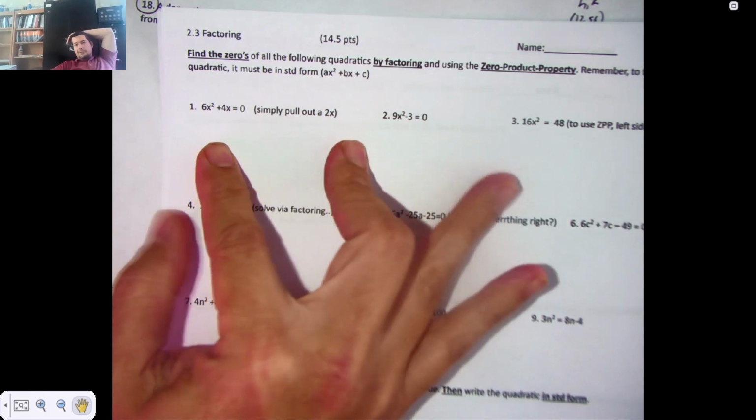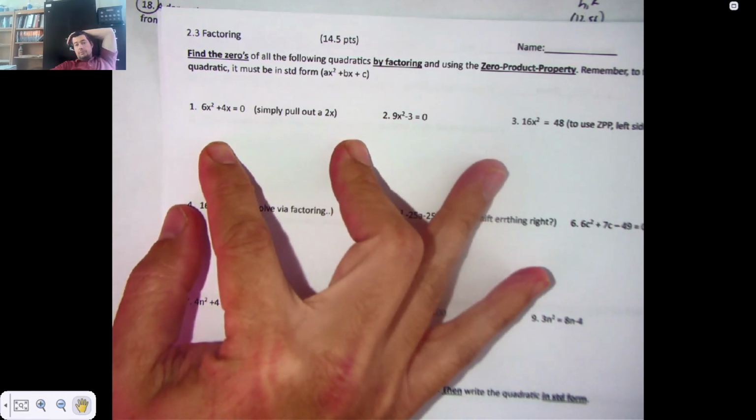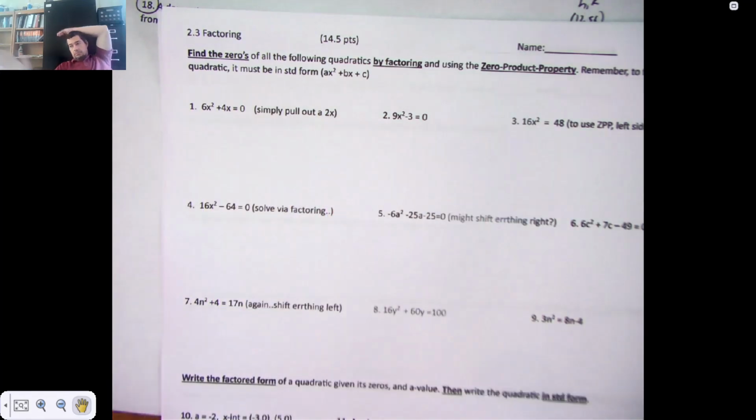This is 2.3, which is factoring, which is my favorite F word. I love factoring. Your notes from 2.3 don't talk about things like this because you're supposed to remember how to do them, so I didn't talk about them. This does say there's a lot of things you're supposed to do.